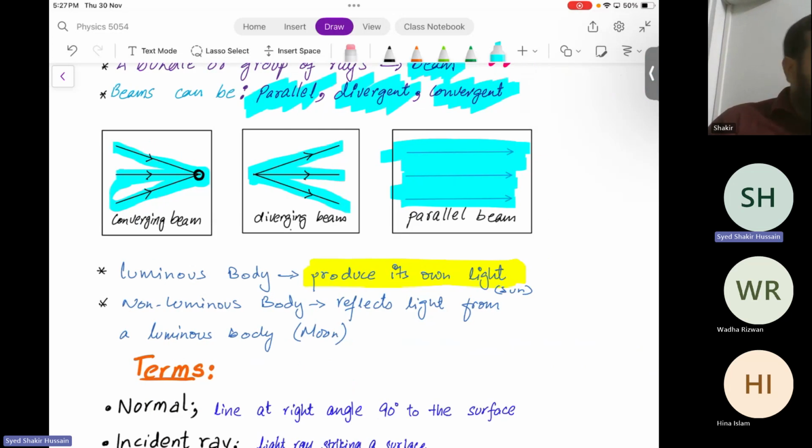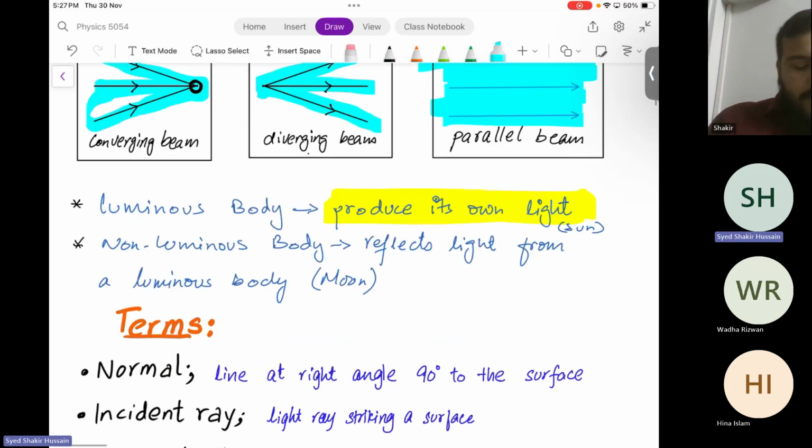Then you have two types of bodies. Either you have a luminous body, a body which produces its own light, or you have a non-luminous body, a body that reflects light from a luminous body. That means it does not have its own light, rather, it reflects the light from other luminous bodies.